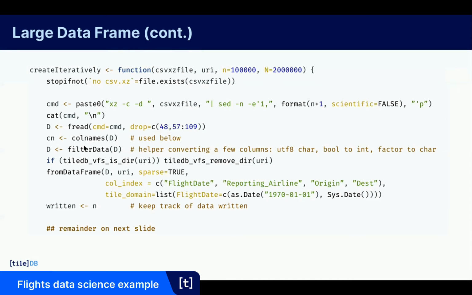And then I needed one helper function to, in one case, transform a UTF-8 character, a white character, to the normal character. And on a few columns, I transformed bools to ints and made factors into chars. So that's basically a worker function that I have running over the data that's extracted. And otherwise, I'm just looping.